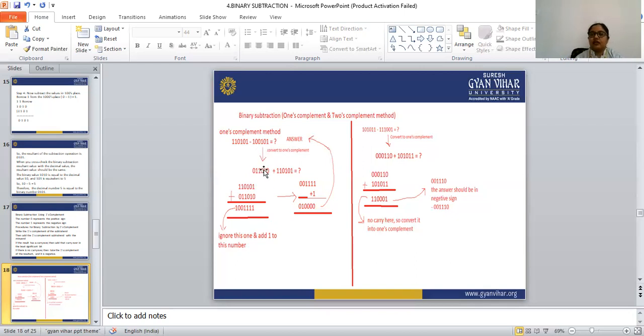After converting into the ones complement number, the resultant number and the first digit, we have to add both numbers. The resultant number of the ones complement of the second digit and the first digit, we have to add both numbers. I have written here the two numbers, so this is the answer. We have to add these two numbers.